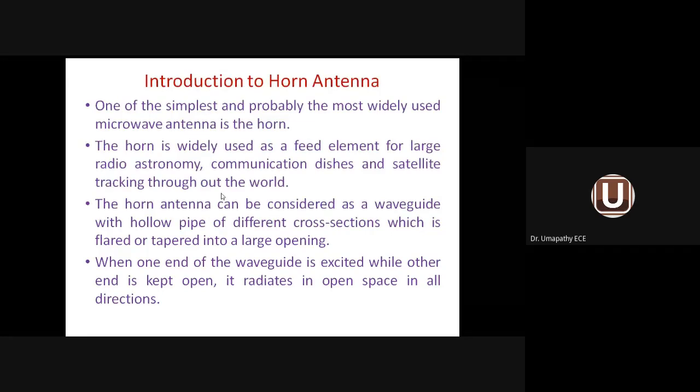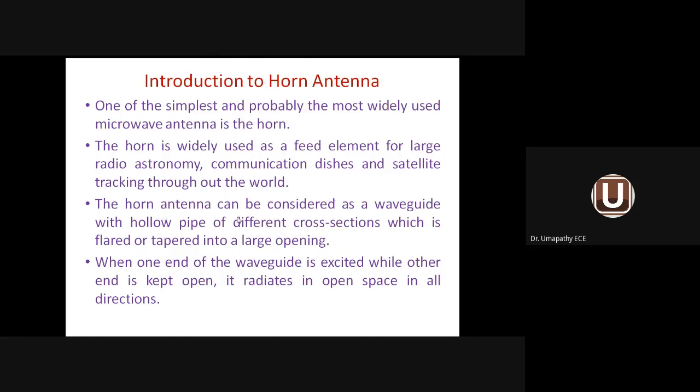So both the feed antenna as well as the dish put together is called dish antenna. If you remove the feed, the dish antenna may not work. So when you talk about the dish antenna, the dish along with the small square feed is said to be the dish antenna. So the horn is widely used as a feed element for larger radio astronomy, communication dishes, satellite tracking throughout the world.